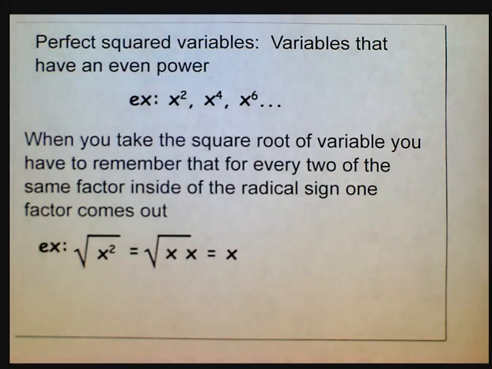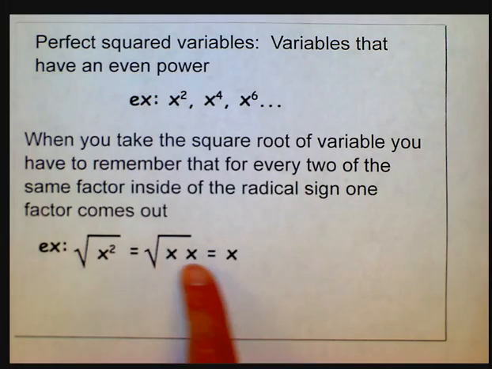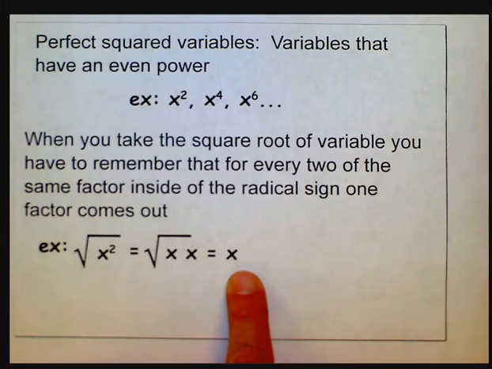So if you have x squared, or the square root of x squared, then that's the square root of x times x. So since you have two x's inside, then one will come out. That's why all even powers are perfect squares, because they will all have sets of two underneath the radical, and you'll be able to pull one out. So let's look at some more examples.